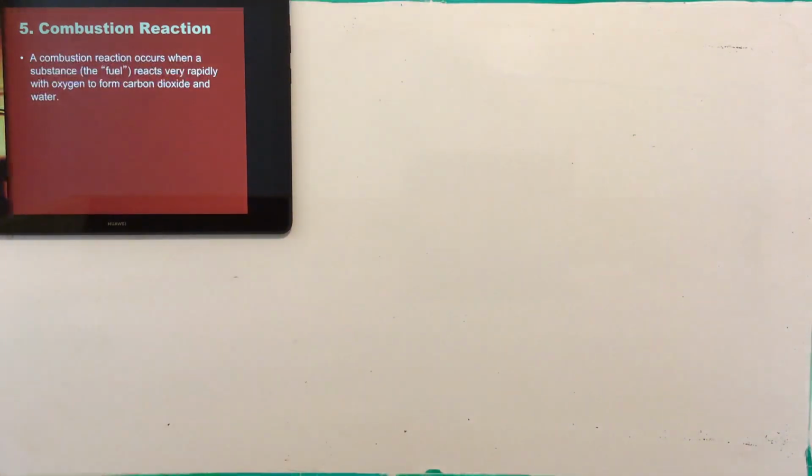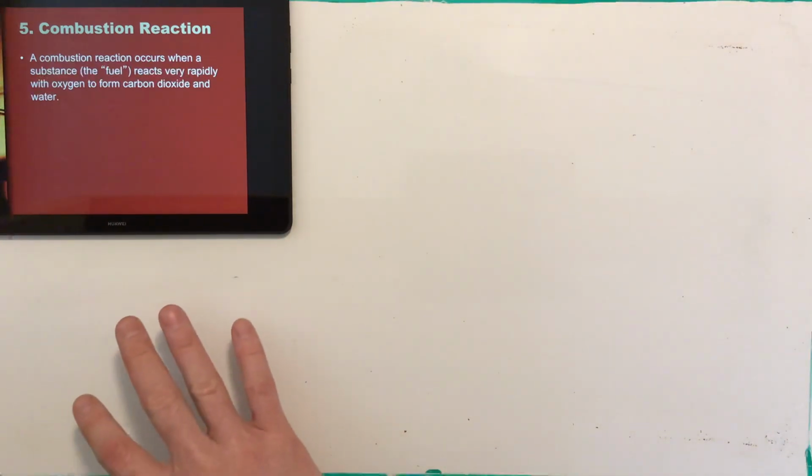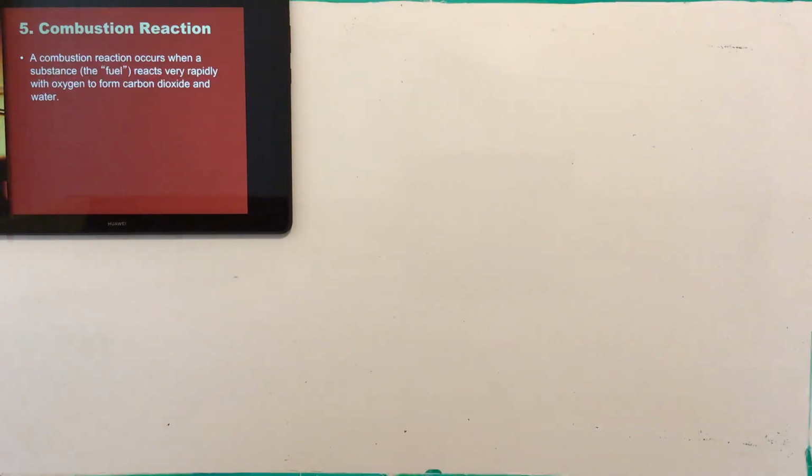So a combustion reaction is a reaction between two substances. A fuel of some sort. Now the fuel can be a variety of different things, and we'll go over a bunch of different fuels as this lecture progresses. But the other thing is only one thing, and it's oxygen. So you have some sort of fuel and oxygen, and it reacts very, very rapidly to produce carbon dioxide and water.